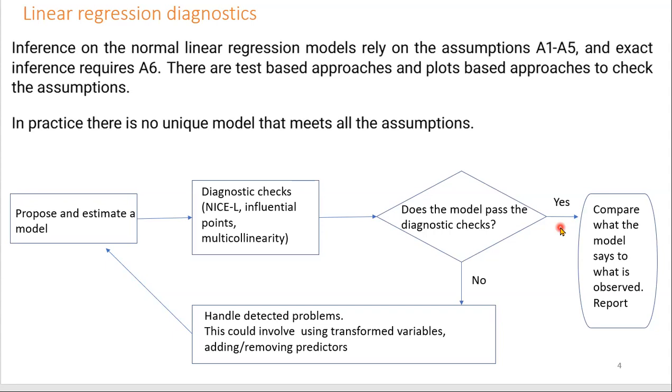For example, if you expected a positive sign on a coefficient and it's negative, can you explain that? Does it make sense?